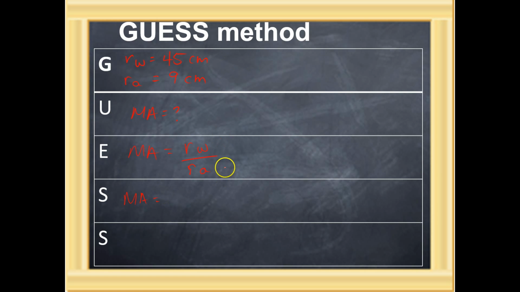So if we plug that in, remember you have to make sure that the correct things are in the numerator and the denominator of your fraction. This says 45 centimeters divided by 9 centimeters. And that gives you a mechanical advantage of 5 for this wheel and axle. Very good. Okay, let's move on.